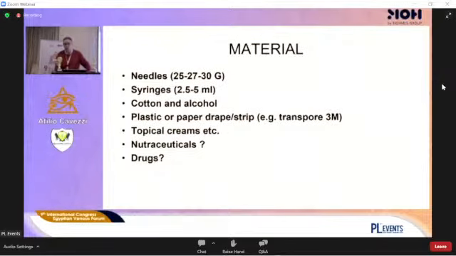Material, what should we use to inject our patient? Of course, needles. For minor varicosities, I would recommend 30 gauge needles or 27 gauge needles. And then the classical material that you can read. Let's say syringes. I wouldn't use a 1 milliliter syringe because you inject with too much pressure through the piston and then you get extravasation more easily. So a 2.5 or 5 milliliter syringe would be better.